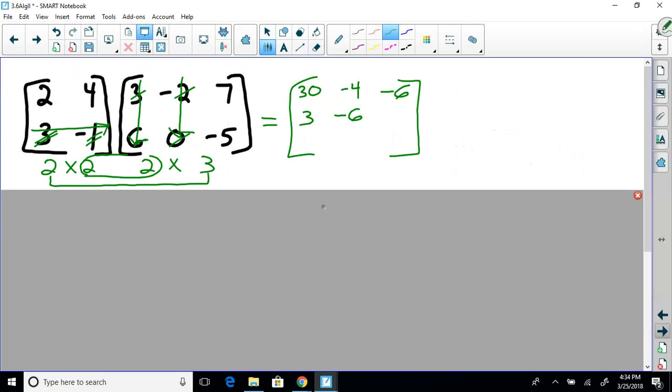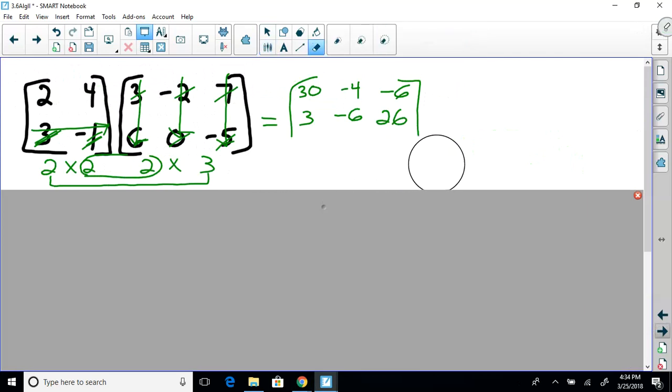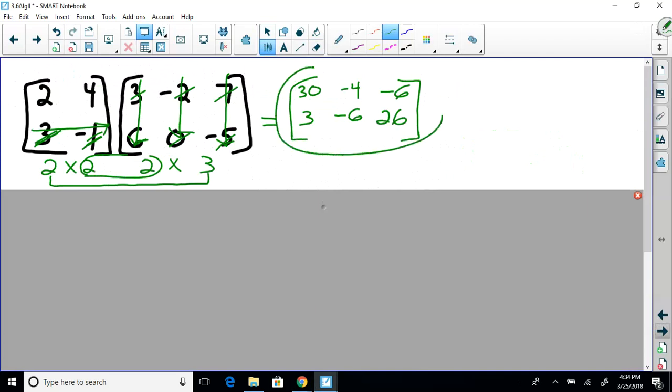And the second row times the third column. 3 times 7 plus negative 1 times negative 5. 21 plus 5. And there you have it. We end up with a 2 by 3 matrix as we expected to. Looks like I got my matrix brackets a little bit big there, so we'll redraw those. Just remember, a row in the first one times a column in the second one gives you one element in your answer matrix.